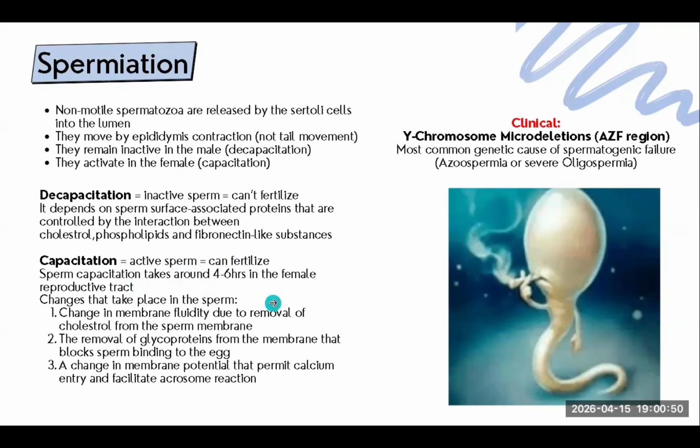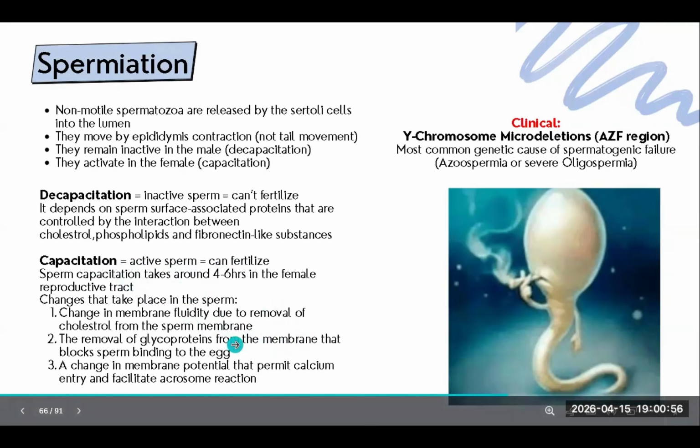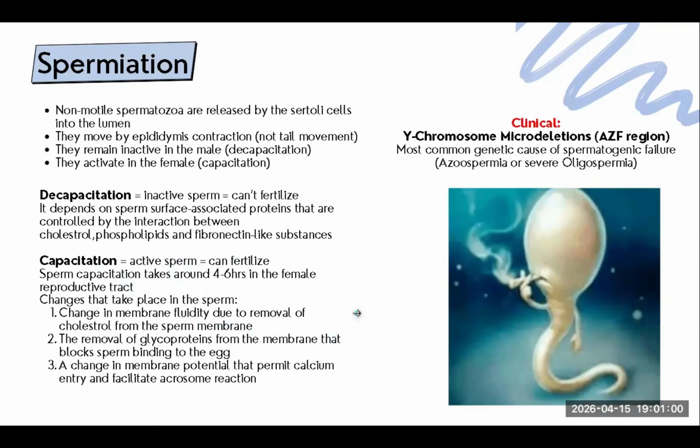Changes that take place in the sperm. Number one, change in membrane fluidity due to removal of cholesterol from the sperm membrane. Number two, removal of glycoproteins from the membrane that blocks sperm binding to the egg. Number three, a change in membrane potential that permits calcium entry and facilitates acrosome reaction.